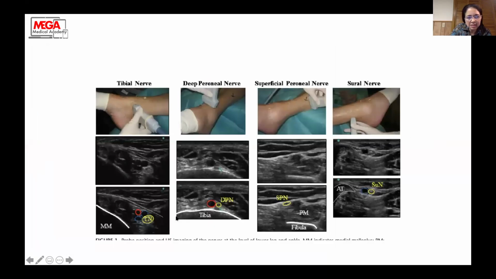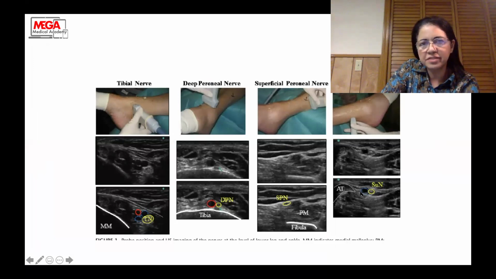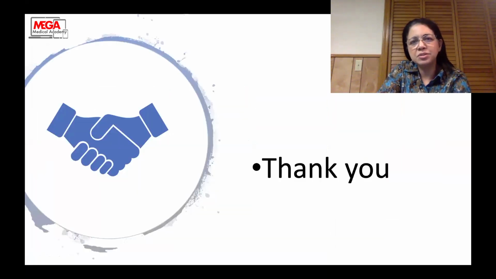And this is the last slide, Dr. Huda. The tibial nerve is here behind the medial malleolus, and this is the tibial artery. This is the deep peroneal nerve next to the anterior tibial, and this is the saphenous nerve, which might have the great saphenous vein. And this is the sural nerve, and the landmark here is the small saphenous vein. Thank you.